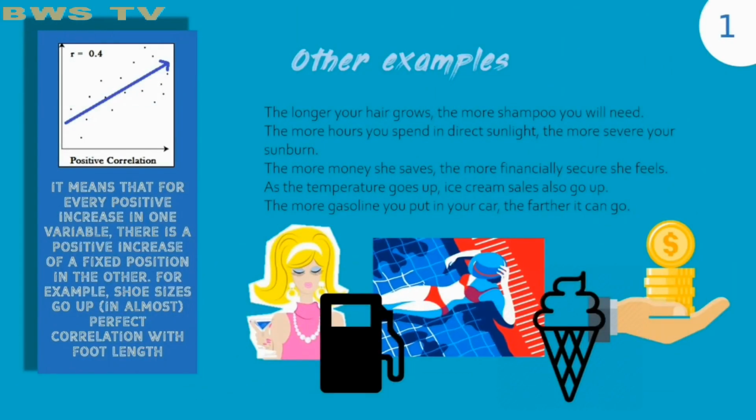There are three things we have to remember about Pearson's r. First, if your r is positive, then it indicates a positive correlation. It means that for every positive increase in one variable, there is a positive increase of a fixed proportion in the other. For example, shoe sizes go up in almost perfect correlation with foot length. I provided some other examples about this, so just pause the video.